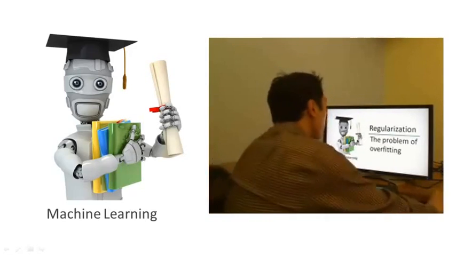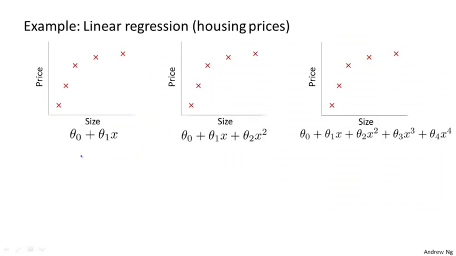So what is overfitting? Let's keep using our running example of predicting housing prices with linear regression, where we want to predict the price as a function of the size of the house. One thing we could do is fit a linear function to this data, and if we do that, maybe we get that sort of straight line fit to the data. But this isn't a very good model.